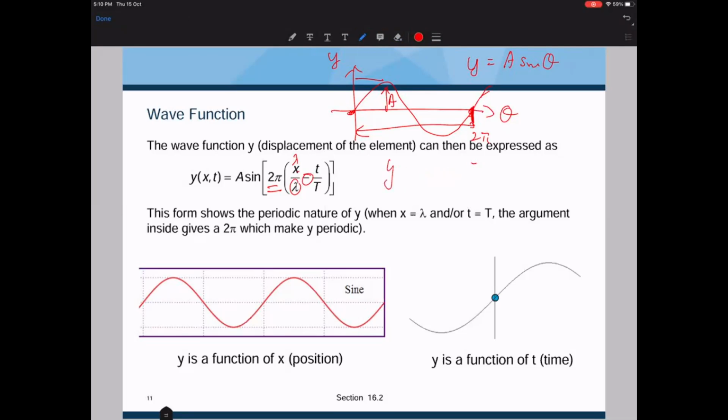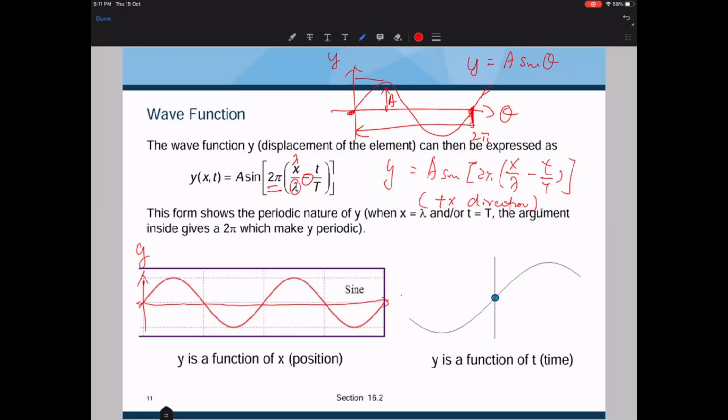If it is y equals A sine 2 pi x over lambda minus t over T, the wave is traveling in the positive x direction. Why is it? For example, at the location x equals 0 and t equals 0, let us try to treat it like this.